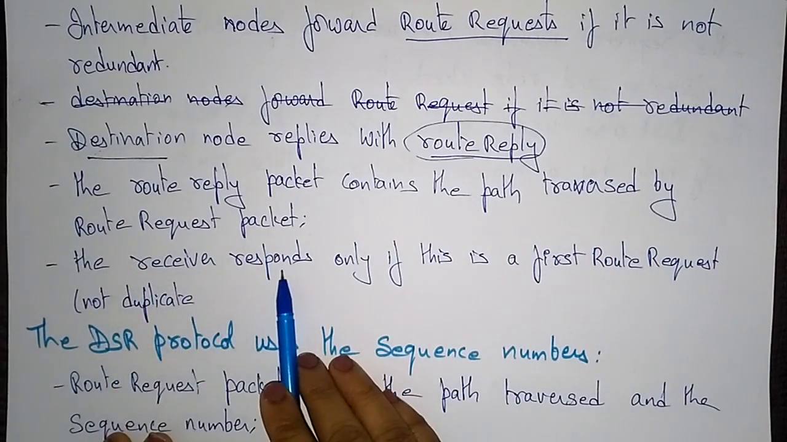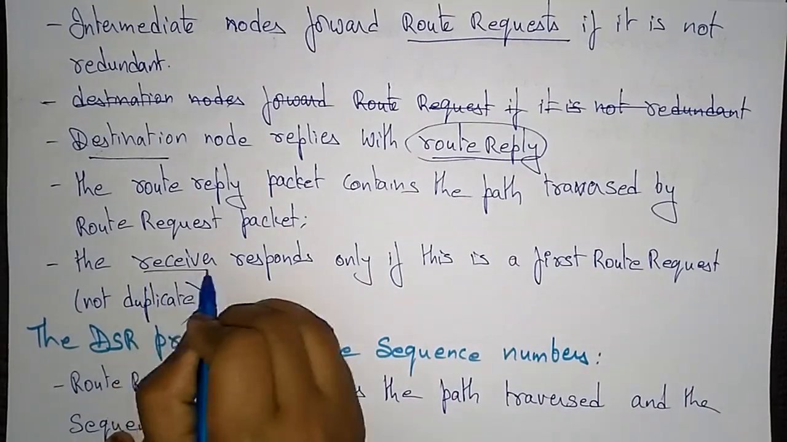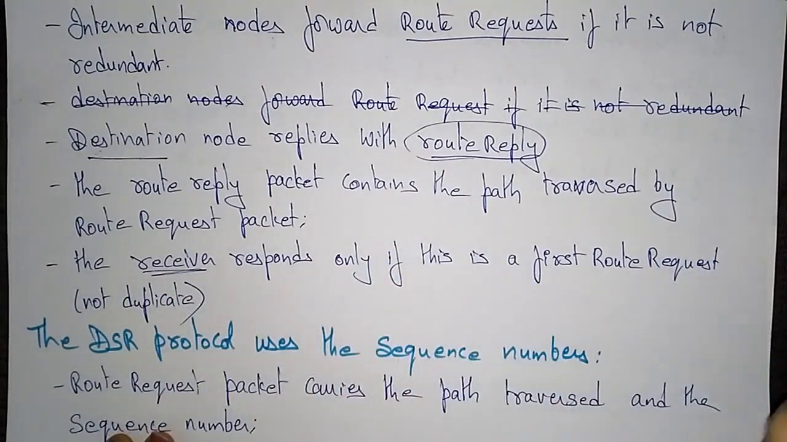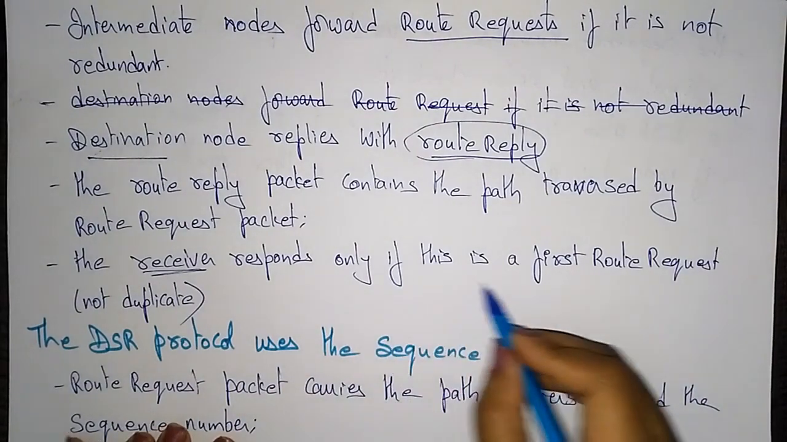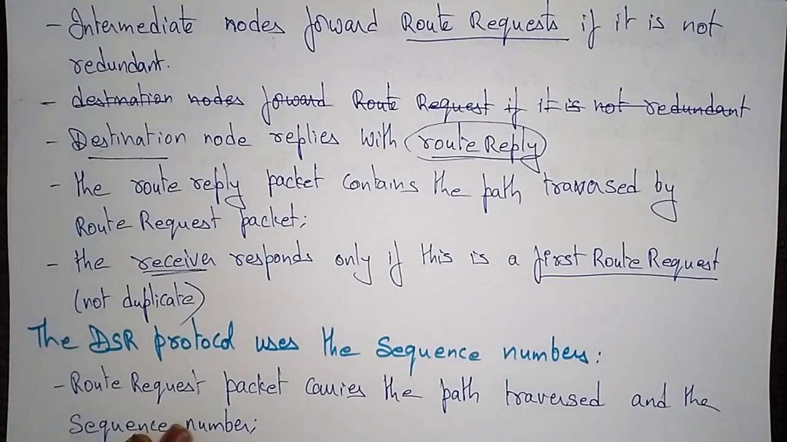So the receiver responds only if this is a first route request. Whatever node is participating in the network will respond to the first route request if it is not a duplicate, meaning it has not already been visited. Then it responds to the first route request.